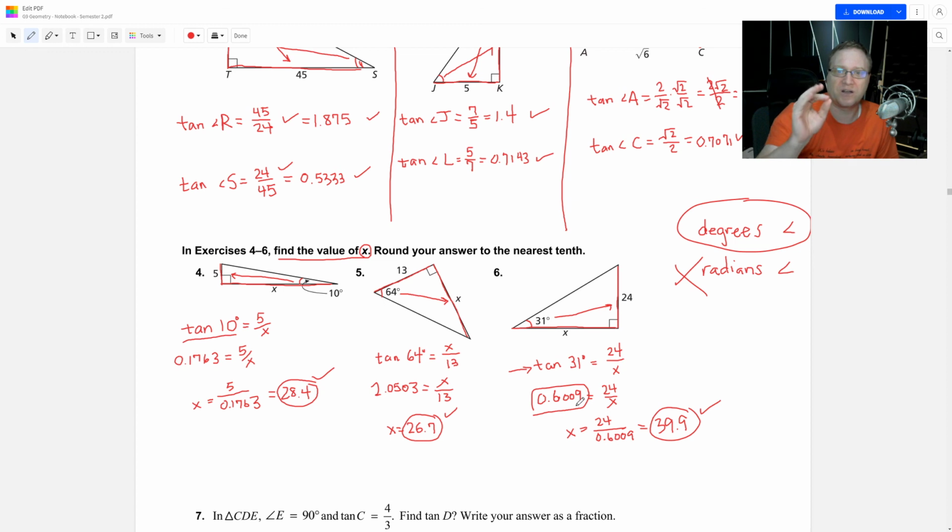That means your calculator is set to degrees. If it's not, that means you need to set it to degrees. It's on radians right now. And you'll have to maybe ask me or send me a picture of your calculator so that I can tell you what to press. Because there is a way to switch it back and forth. Almost every calculator can do that.